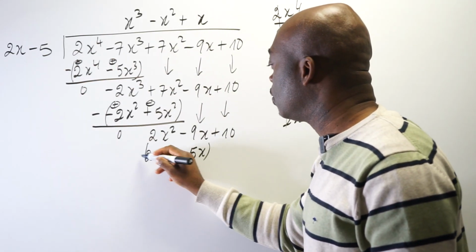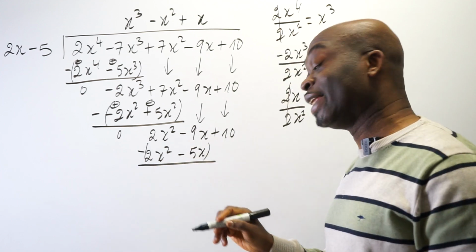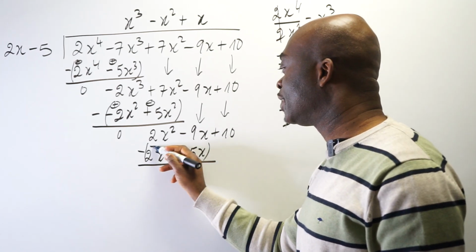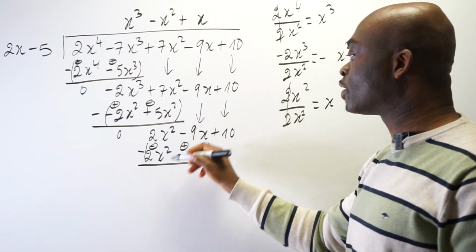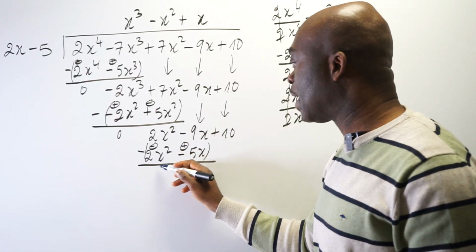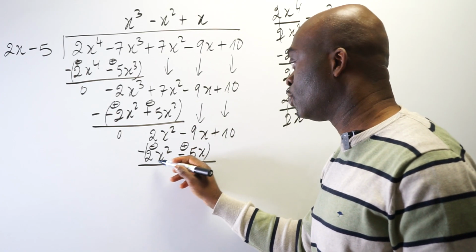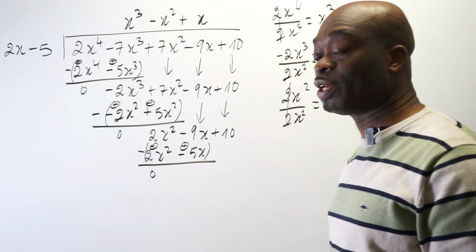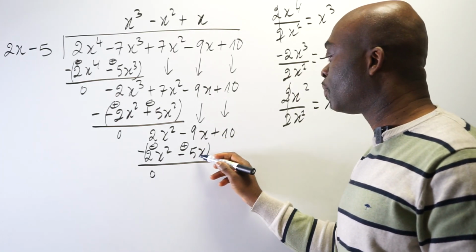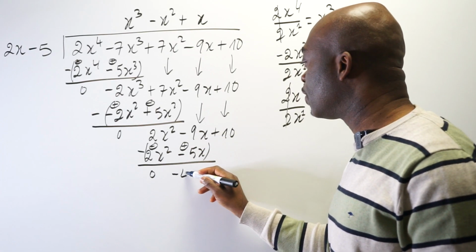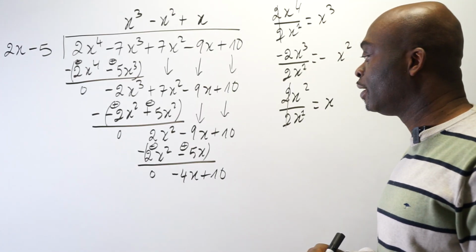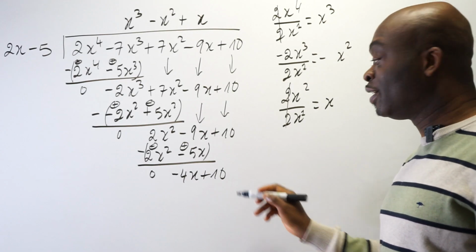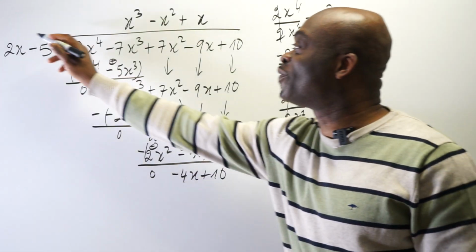And again, we've got to subtract. And then the signs will change to the opposite. This becomes negative. This is a positive. So you have 2x squared minus 2x to the second power. That gives you 0. Negative 9x plus 5x, negative 4x plus 10. All right? And then what do we need again? First term divided by the first term.